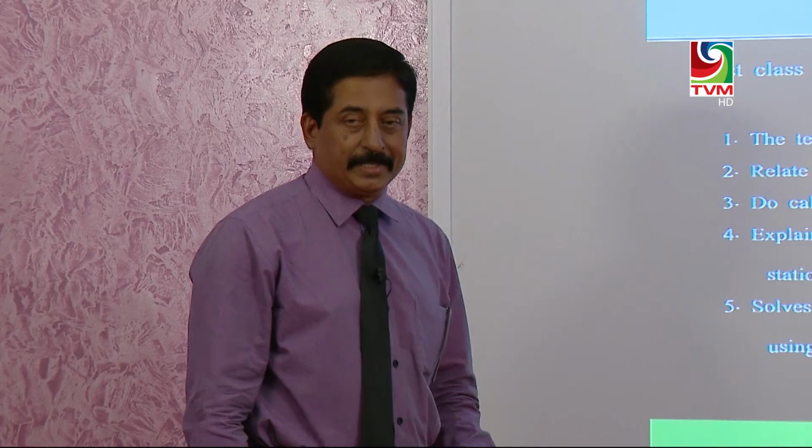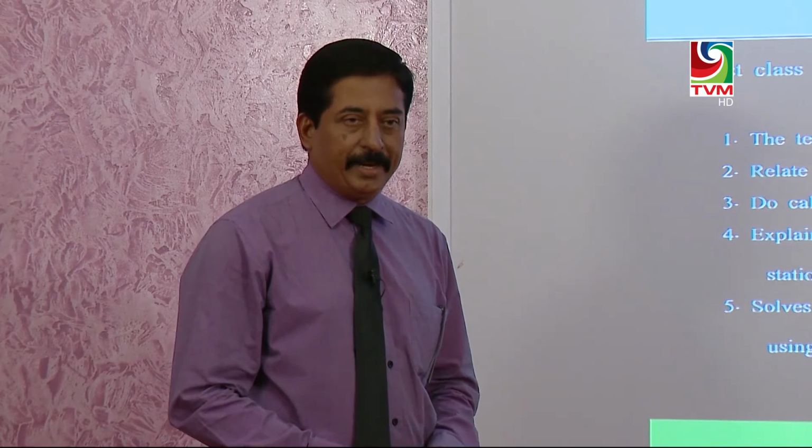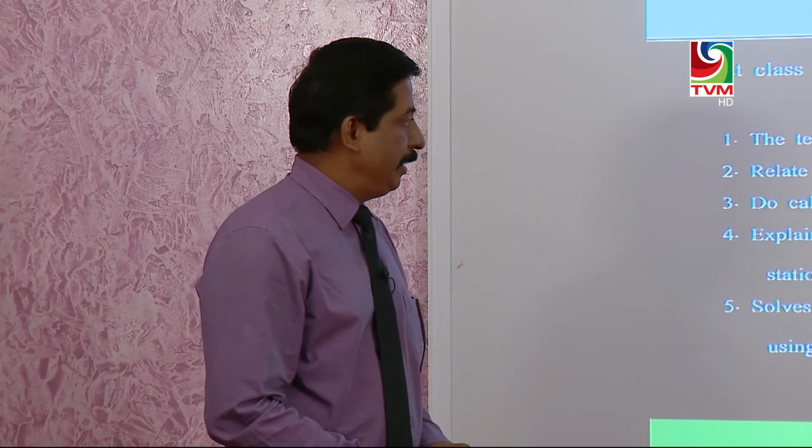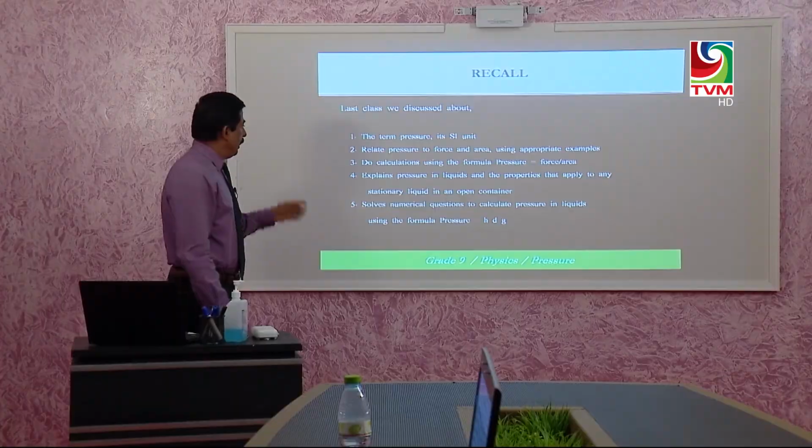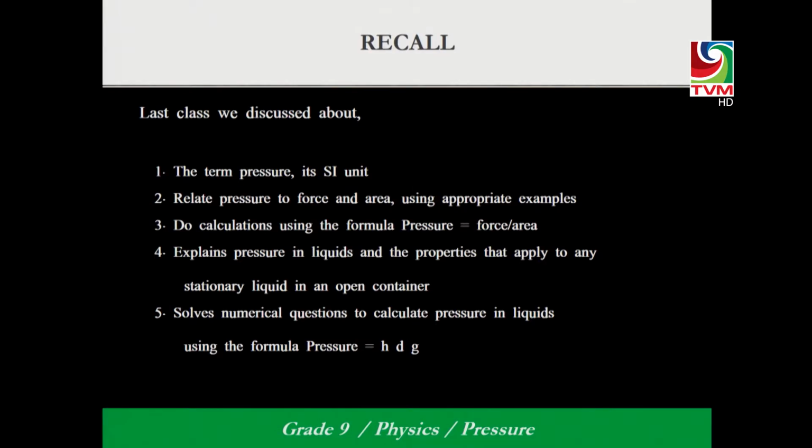First, the term pressure. What is pressure? It is defined as the force per unit area, and its SI unit is Newton per meter square. In the relation pressure equals force over area, pressure is directly proportional to force when area is constant, and pressure is inversely proportional to area when the force is constant.